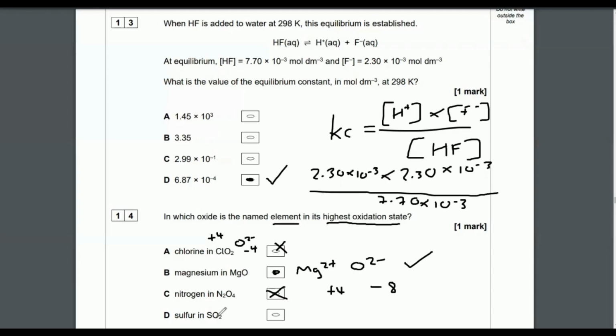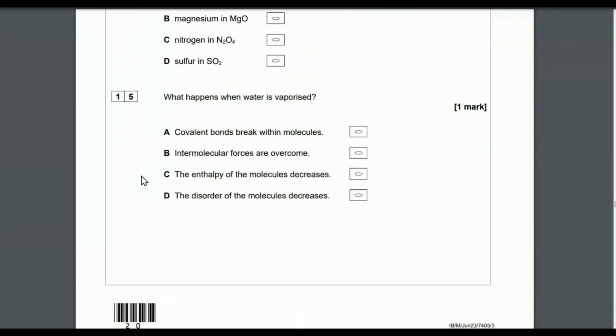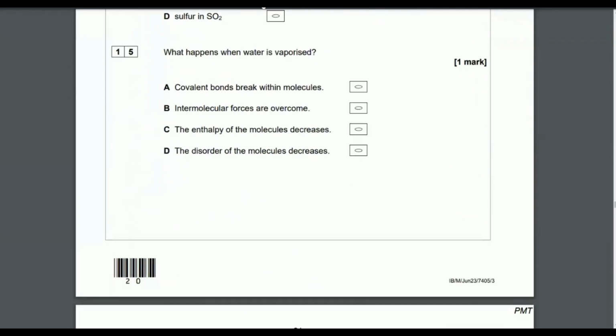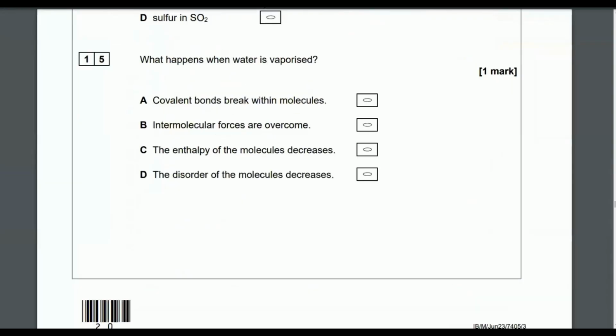Sulfur is in group 6. So it should be +6 is its highest oxidation state. Here it's +4 because we got -4 for the 2 oxygens. So sulfur must be +4, but sulfur potentially could be +6. Okay, I hope that's explained that. That's why magnesium 2+ is the highest possible oxidation state for magnesium. Okay. Let's go to question 15.